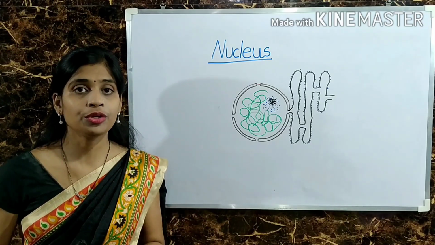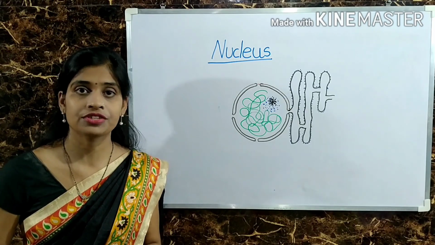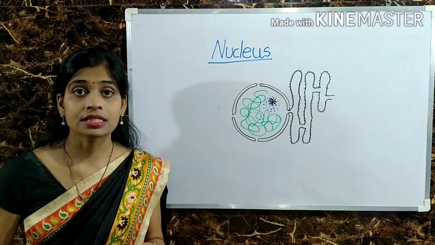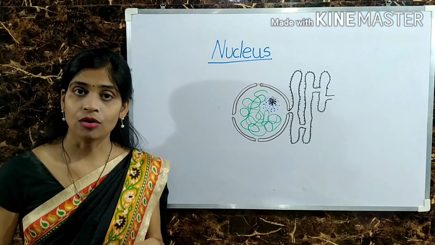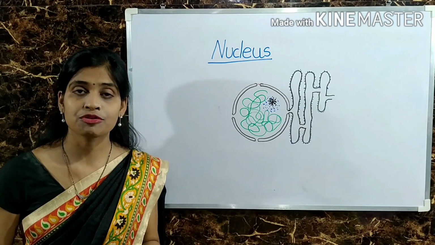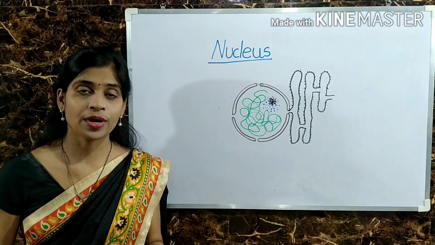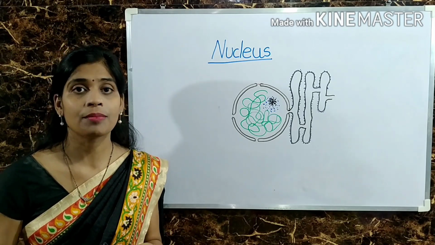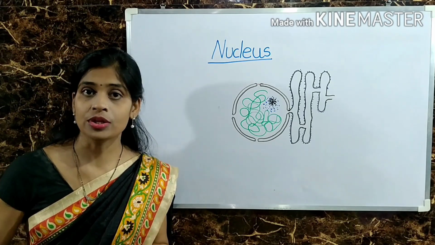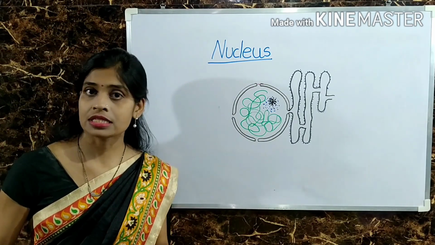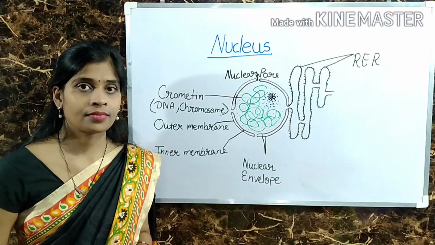Friends, as we are continuing with this detailed structure of the cell, we have learned about the plasma membrane and cell wall. About the plasma membrane and cell wall, I have given the description in the description box, so you can get the earlier class from my description box. Now in this class, we will learn about the nucleus. So let's start with the nucleus.